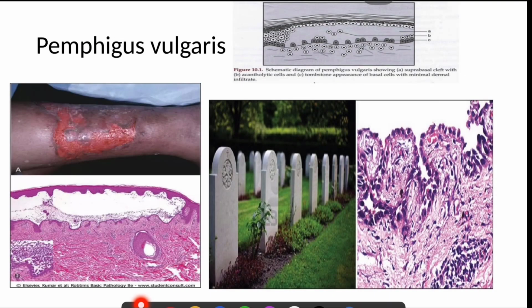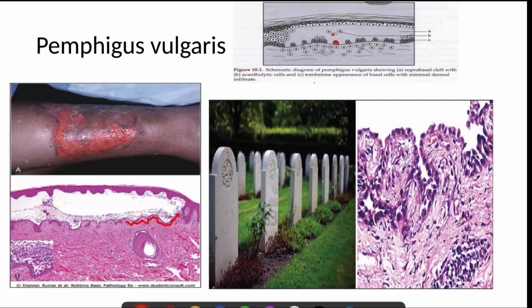So here you can see this is the bullous lesion, but here it is ruptured, and this is called suprabasal bulla formation. So here you can identify this is the basal layer, pink cell line is visible. So the basal layer is intact, but suprabasal there is a bullous formation. And because of this, there is a cleft and acantholytic cells.